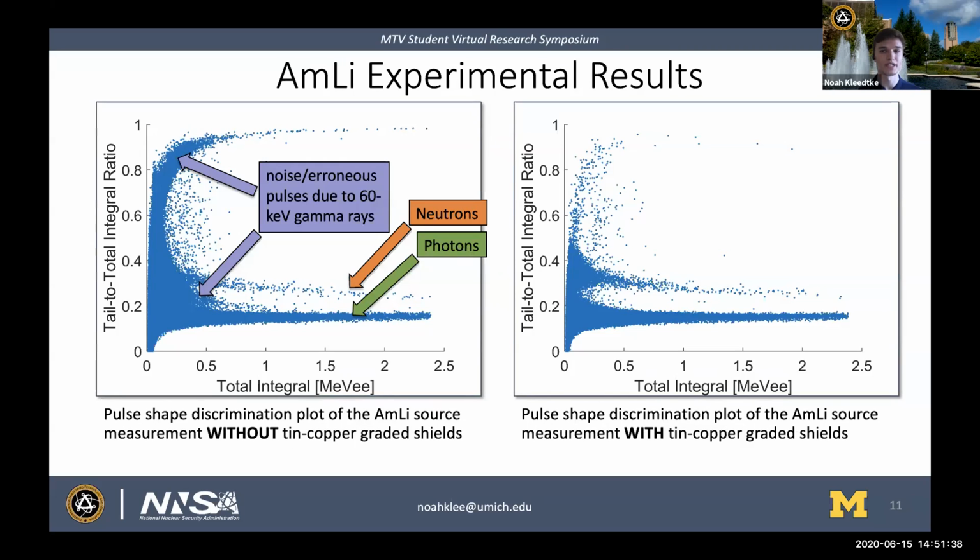A pulse shape discrimination plot was created for the measurement of the AmLi source, which is shown in the slide. The smearing of the two distinct peaks or bands, for neutrons and gamma rays, that you can see in the left plot is from pulse pileup. You'll notice in the second figure on the right that with the implementation of the tin-copper graded shielding, the noise and the high tail-to-total integral ratio values were reduced.